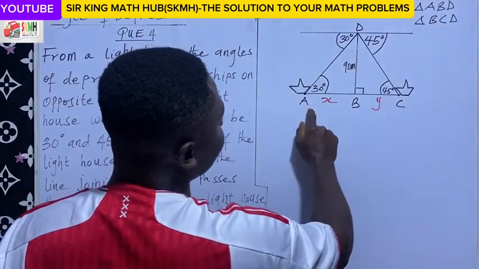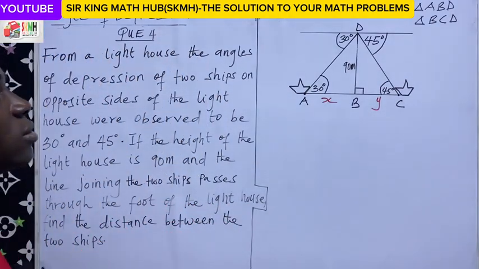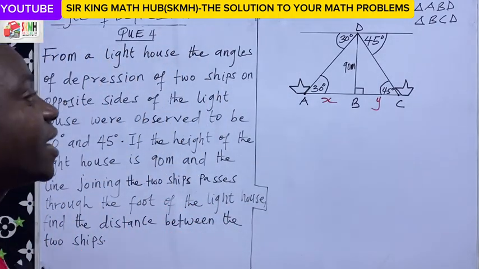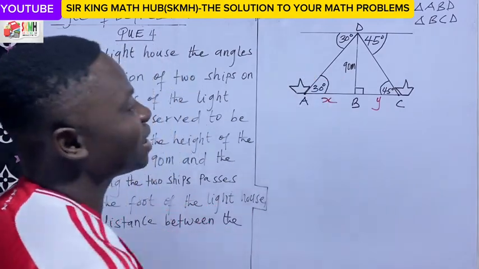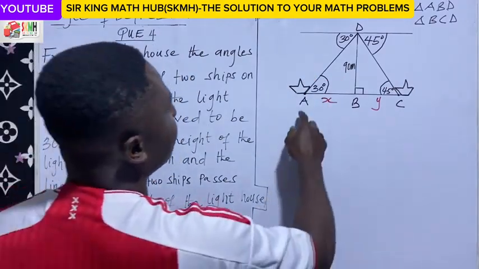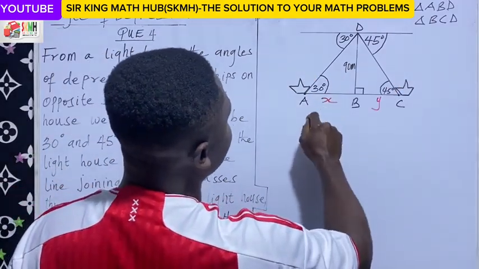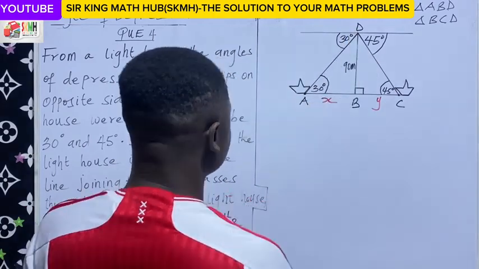Let's calculate the distance between point A and point B. Before we do that, we need to identify the sides of the right angle triangle. So now let's identify the sides of the right angle triangle ABD.